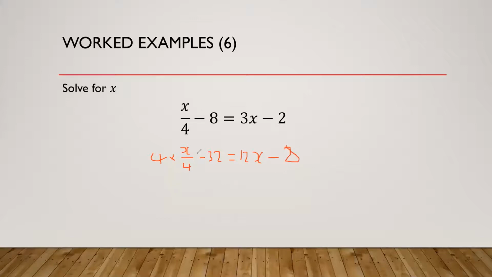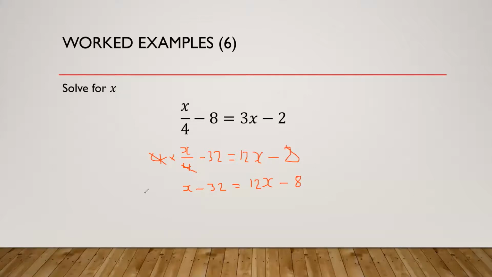And of course, by multiplying x over 4 by 4, these 4's cancel out. So you now end up with this equation here: x minus 32 is equal to 12x minus 8. So this is a bit more manageable. Now we can do what we did before. We'll take all the terms in x to one side and everything else to the other side.